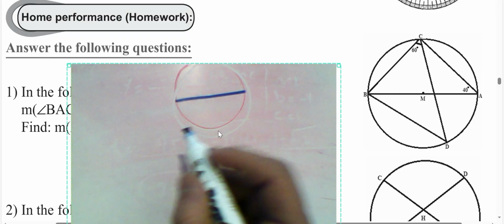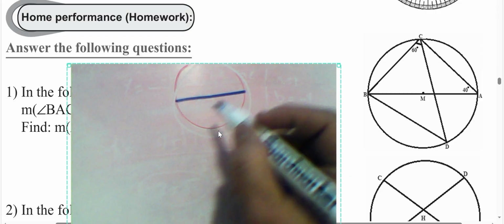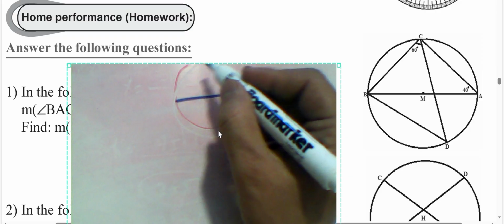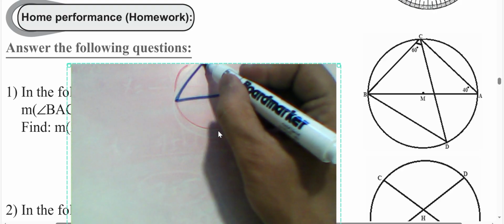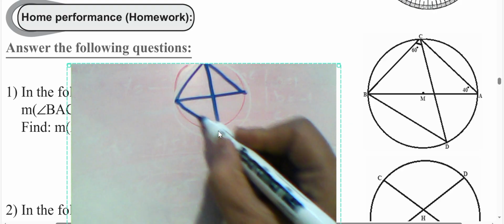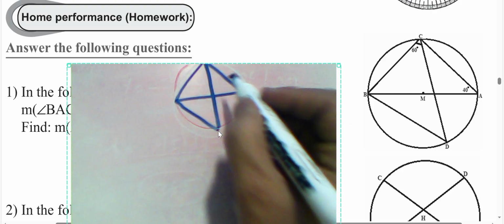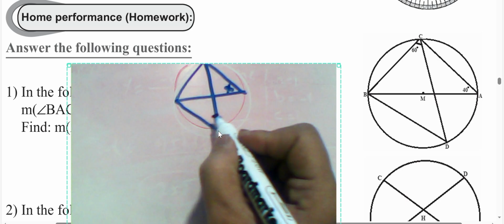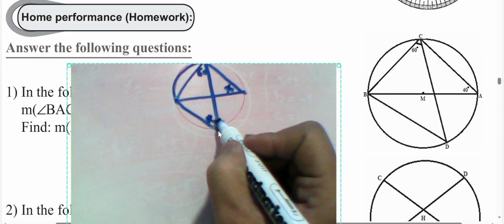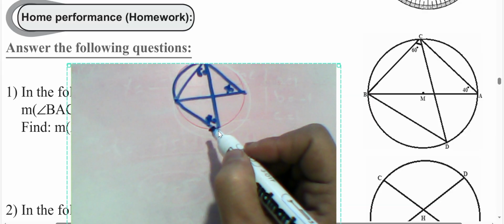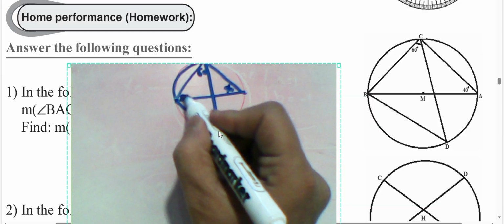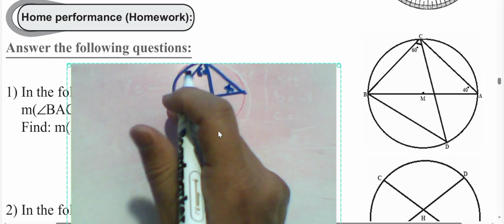We have the center of the circle and draw like this. The first angle was 40, this angle also will be 40 degrees. They are inscribed at the same arc. And we have 60 plus 40, 100. Subtract from 180, it will be 80 degrees. This angle will be 80 degrees here, B.